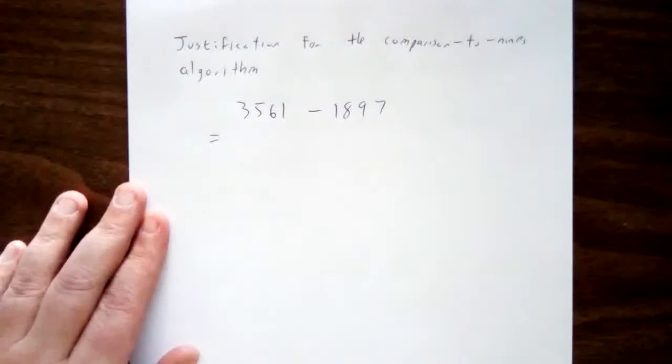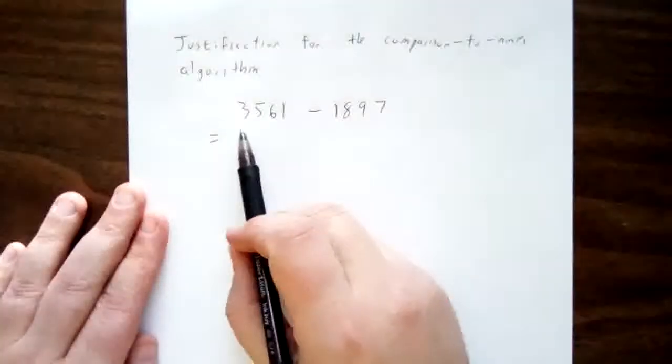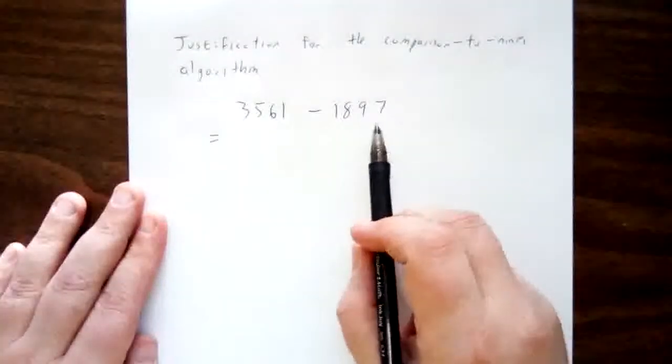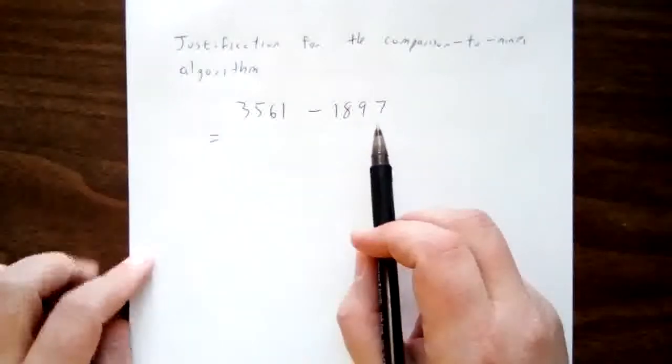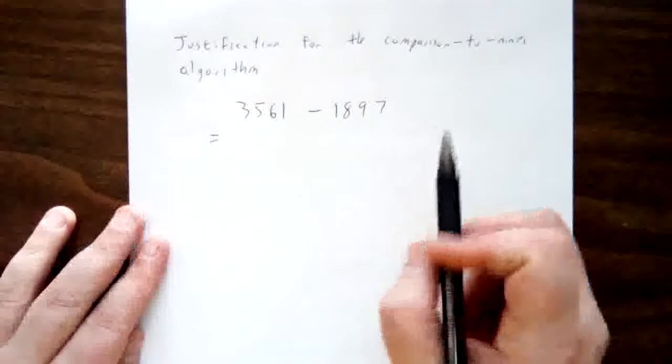In this video, I'm going to be providing the numerical justification for the comparison to nines algorithm that I had just carried out in the previous video. I'm going to begin with the initial subtraction problem that I had, and I'm going to show where all of the extra steps in the comparison to nines algorithm fit in.